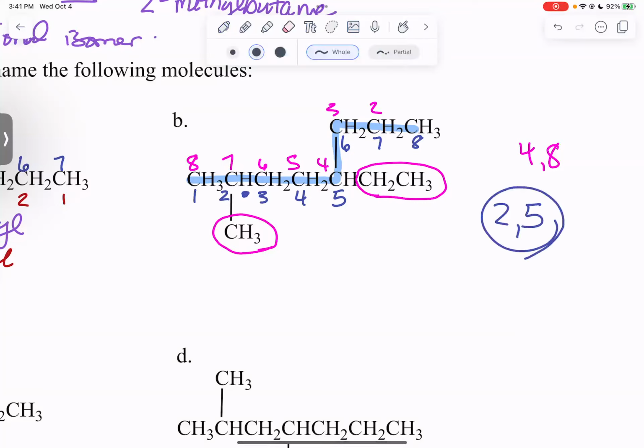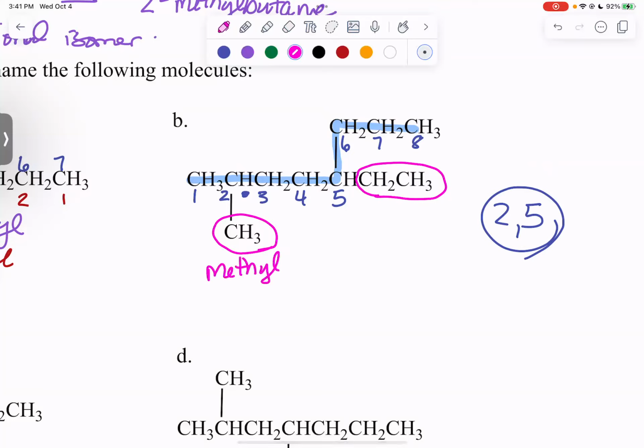So I'm going to erase my pink numbers because I don't want those. And I'm going to go in and name my substituents. I have a methyl at position 2, and then I have a 2-carbon substituent, so that's an ethyl, right?